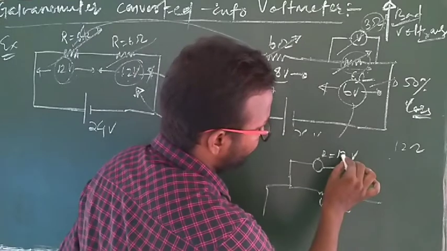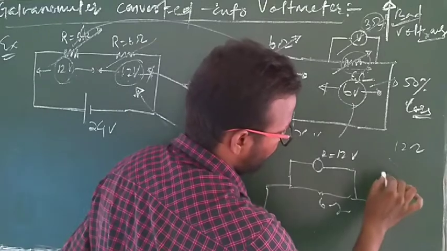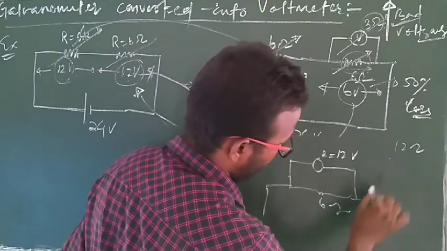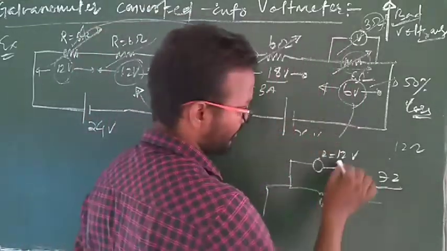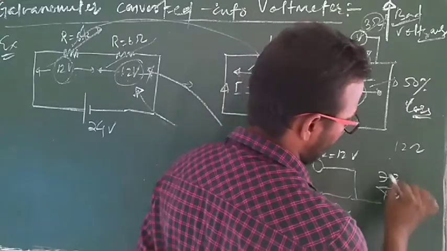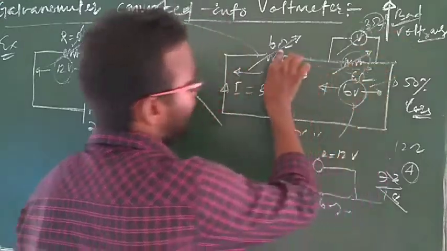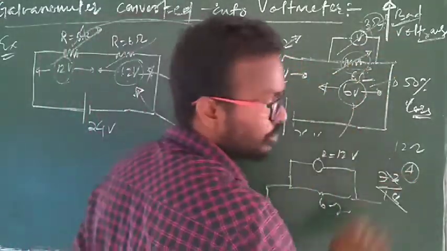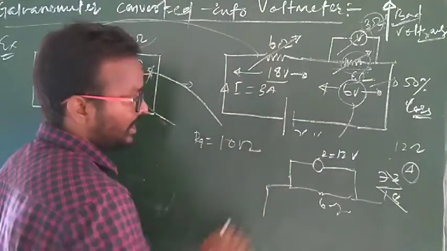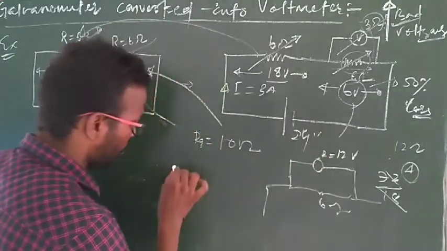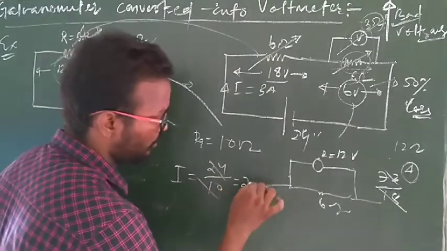Clear? Okay. Total resistance of the parallel part is 6 times 12, 72, divided by 18, which is equal to 4. Clear? So the equivalent resistance here is 4 and here 6. 6 plus 4 is equal to 10. So R equivalent equals 10 ohm. Then with the 24 volt supply, the current I equals 24 by 10, which is equal to 2.4 ampere.